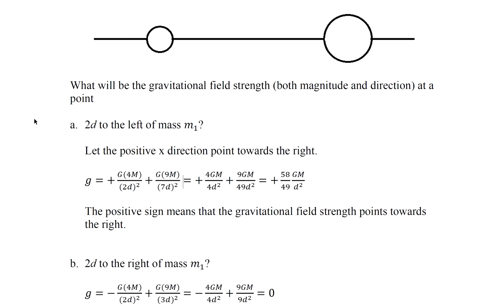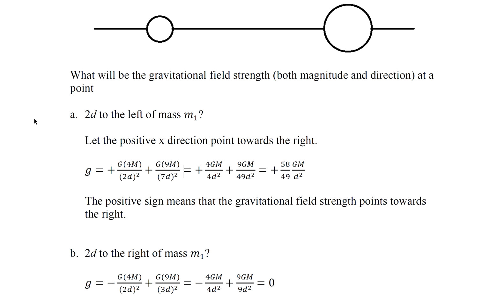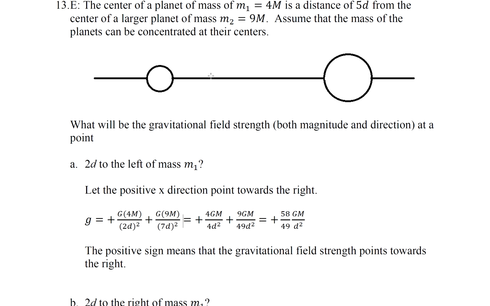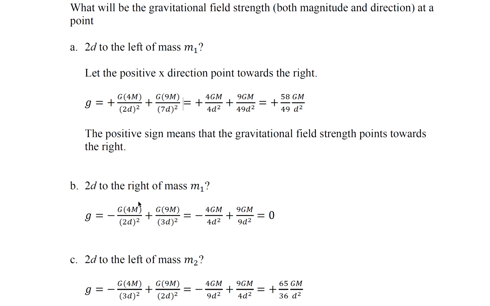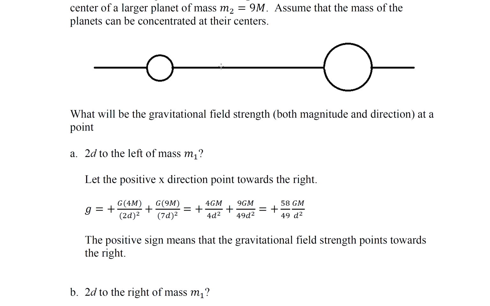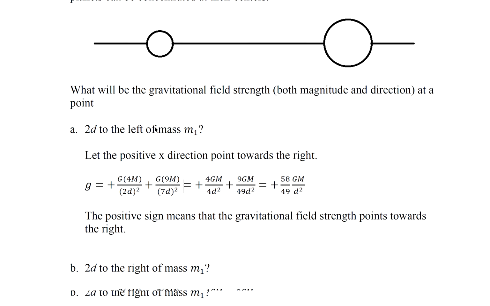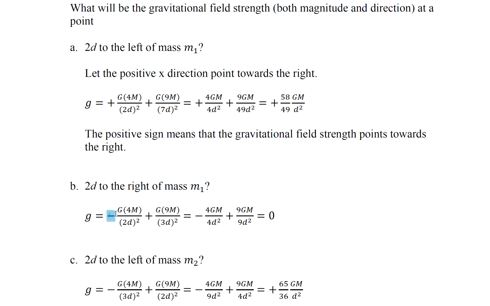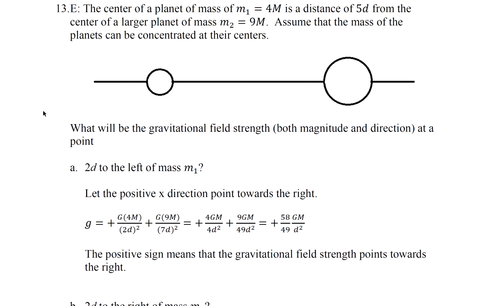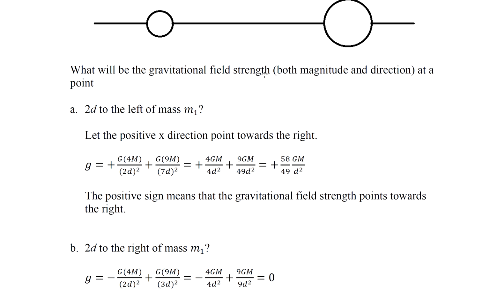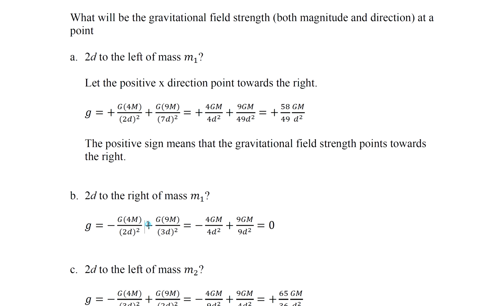Okay. Now what if we're 2d to the right of mass m1? So here's m1 and we're going to be 2d to the right of mass m1. Part A was to the left, part B was to the right. So mass m1 is going to pull this object to the left. That's why we have a negative sign here. And mass m2 is going to pull this object to the right. So you have a positive sign here.